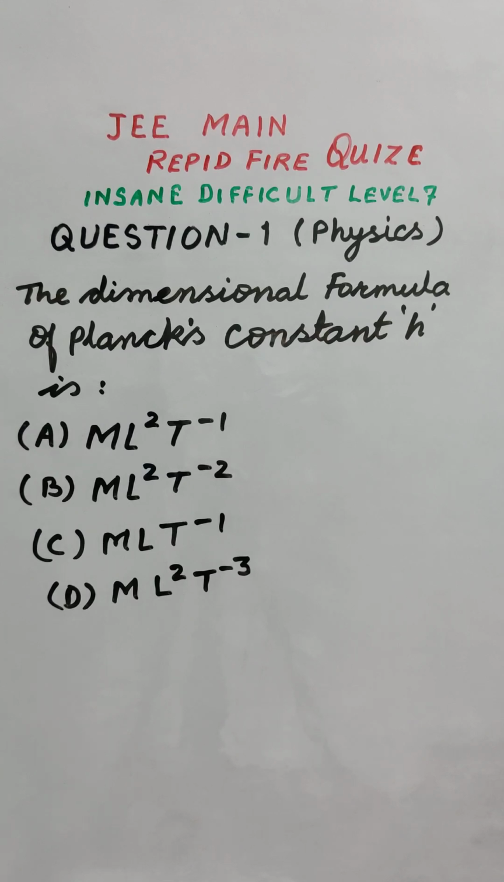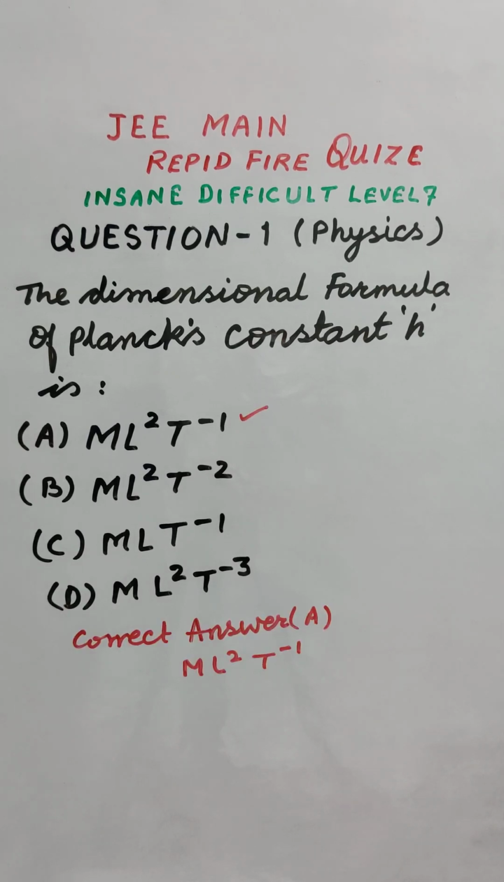Option A, ML²T⁻¹. Option B, ML²T⁻². Option C, MLT⁻¹. Option D, ML²T⁻³. Your time starts. Your time is up.